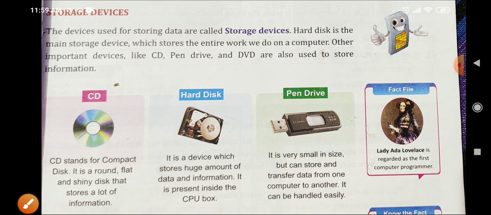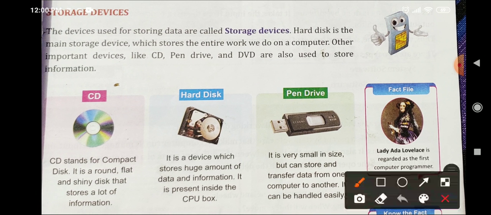Next is storage device. Now storage devices are the devices on which we store the data. First and the most important storage device is hard disk, which is in the computer, which is in the CPU. Other storage devices are CD, pen drive, DVD, right? CD, the full form of CD is compact disc. It is a round and shiny disc in which we store a lot of information.